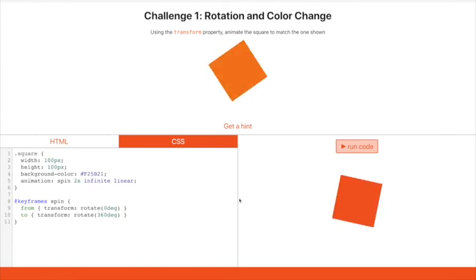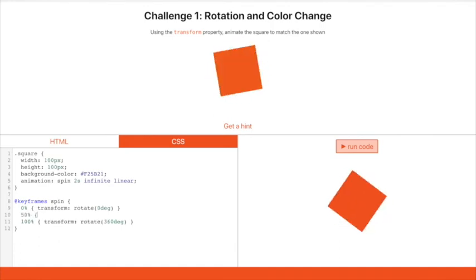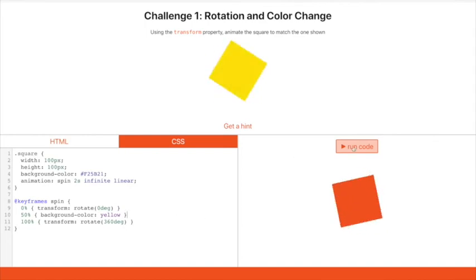Okay, we're almost there. But to add the color change, we're going to change the from and to percentages syntax. I'm also going to add an in-between value at 50%, specifying a yellow background. And when we run it, we should see it's spinning smoothly and flashing between orange and yellow.